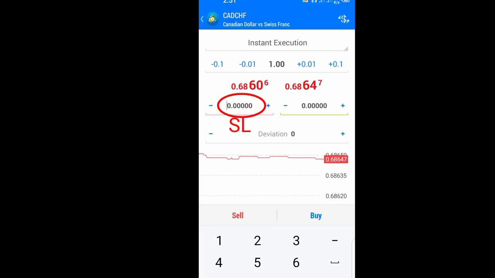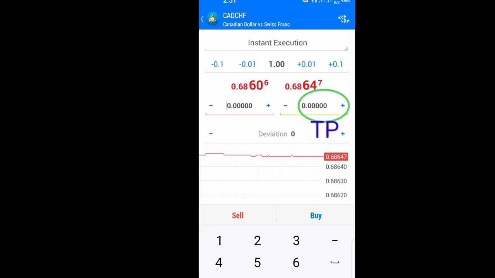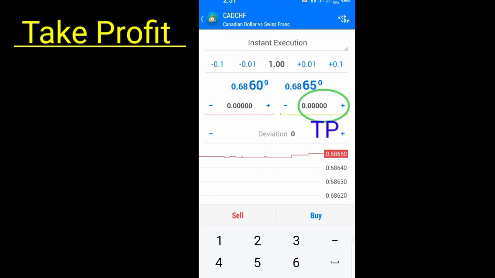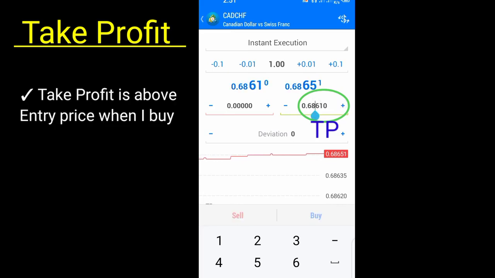So there is the stop loss marked with this red line underneath. Then the green line tells you where you want to exit the market with profit. So if I'm buying, my take profit should be up.